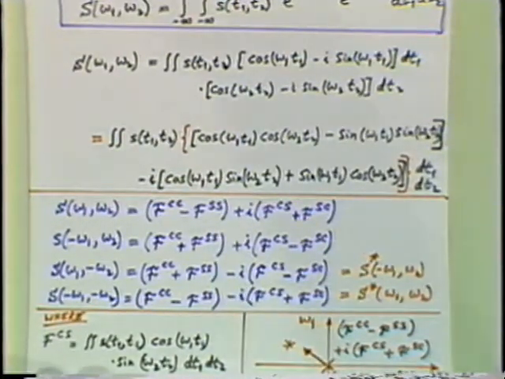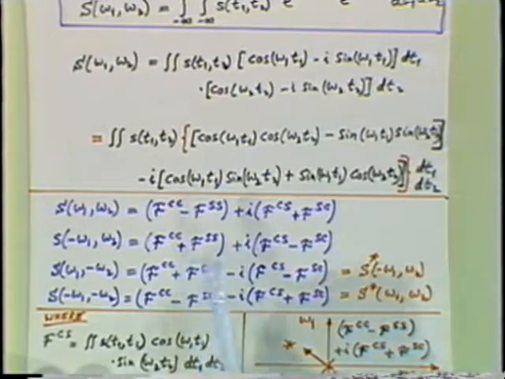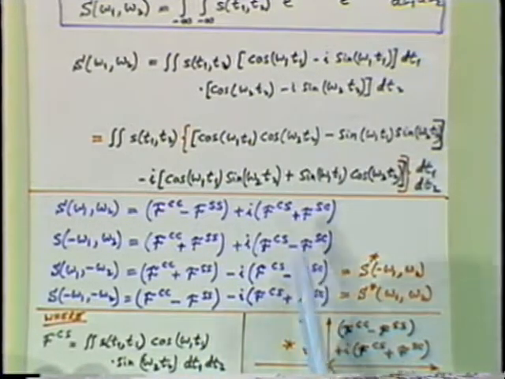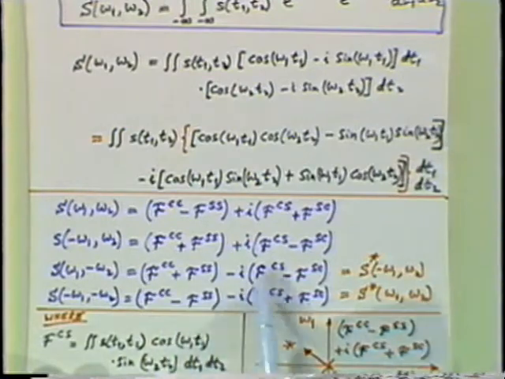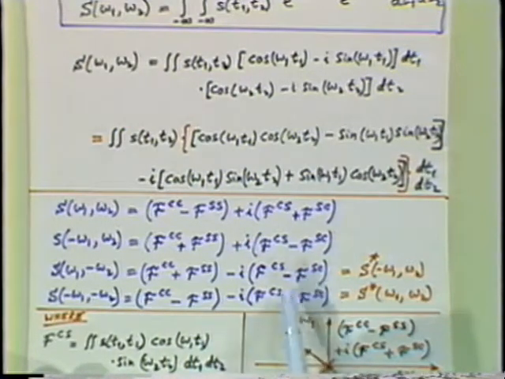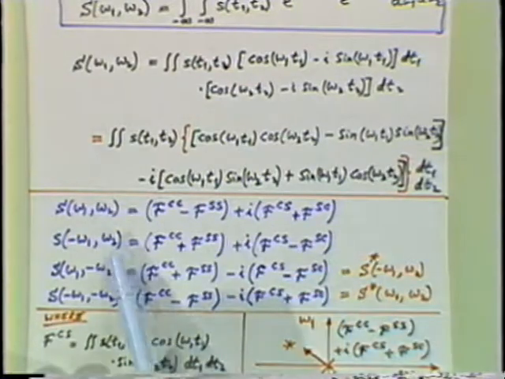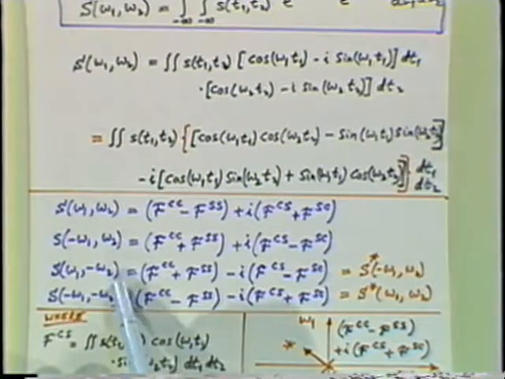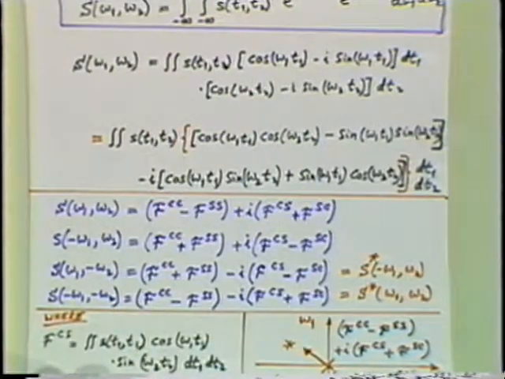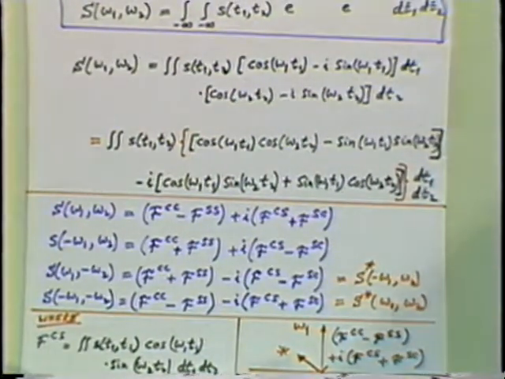Because the cosine function is an even function and the sine function is an odd function, that will change sign here, and that will change sign here. If I want minus omega 2, then this is the quantity, and it turns out that this is exactly the complex conjugate of this function. So if we started with a real function, S(omega 1, minus omega 2) is the complex conjugate of S(minus omega 1, plus omega 2).